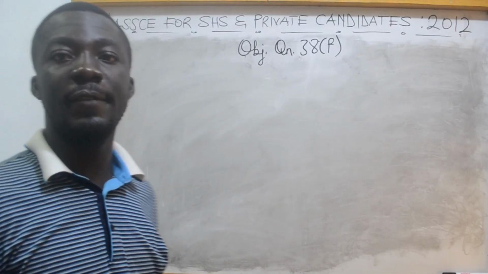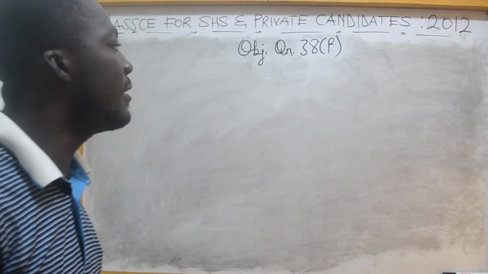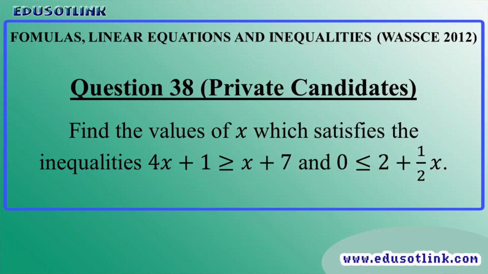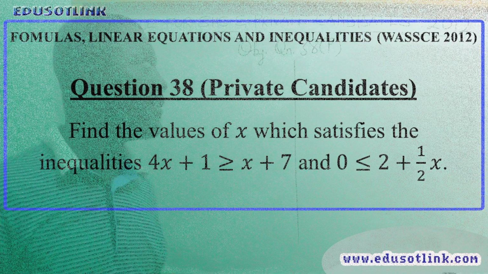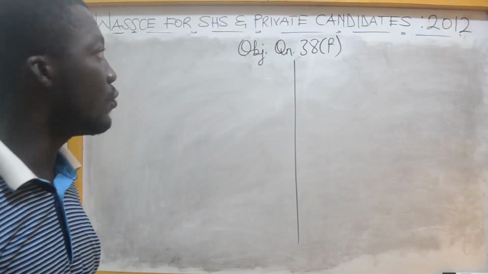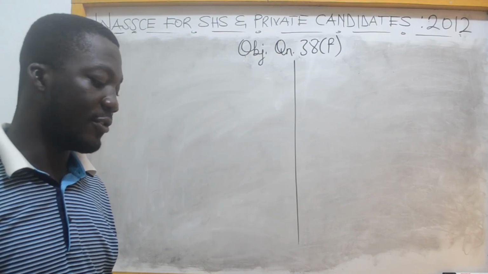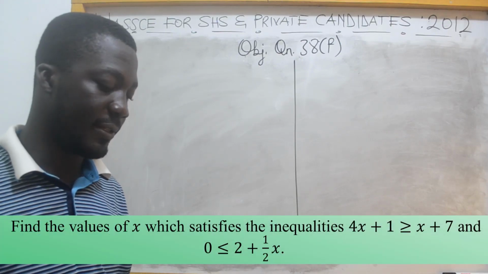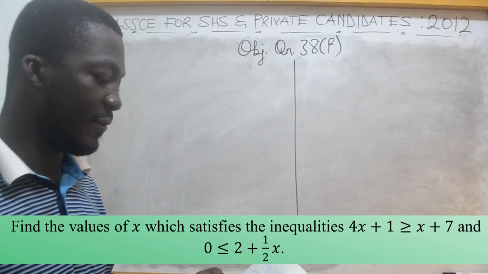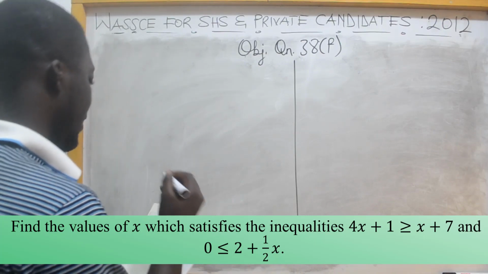Objective question 38 for private candidates. We should find the values of x which satisfy the inequalities. So we have been given two inequalities where we are supposed to find the values of x that will satisfy both.